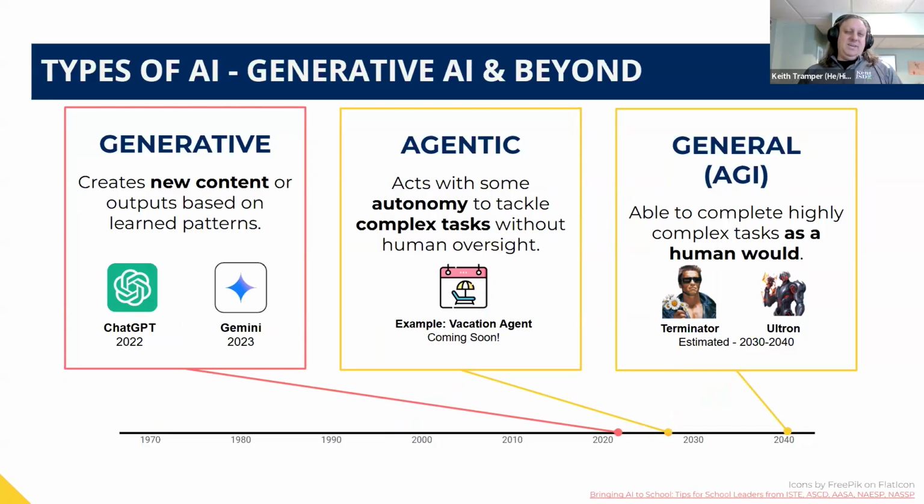The next thing that you may be hearing in the news is around agentic AI. It's being developed. There are some elements of it here. But what we like to say is this is kind of the idea of having a vacation agent, right? So I could say, hey, I need to go on vacation. Agent, help me schedule that.